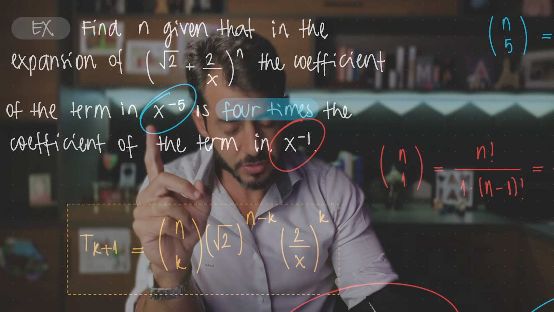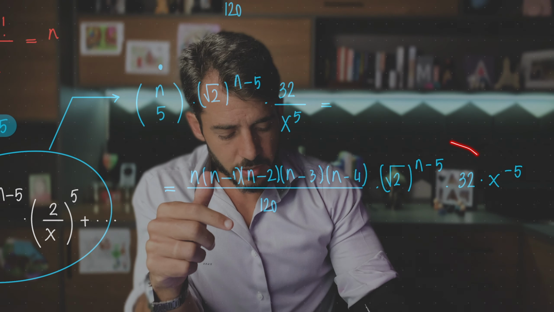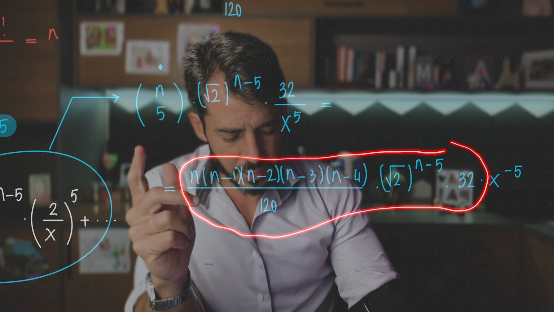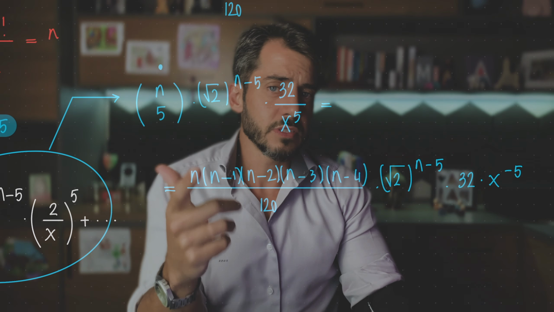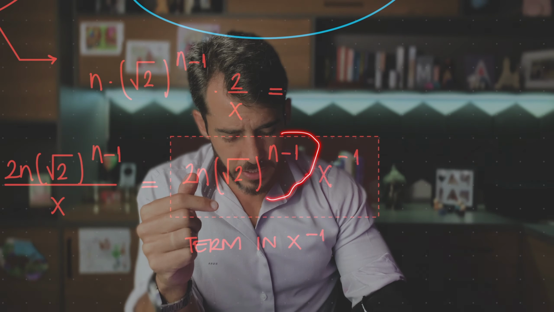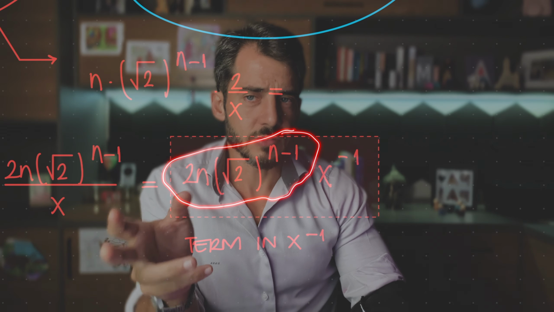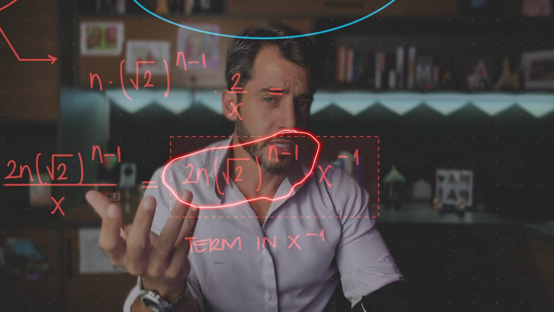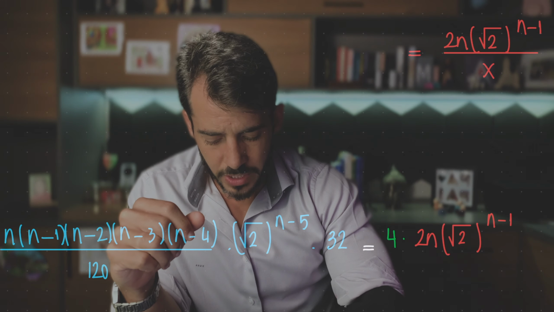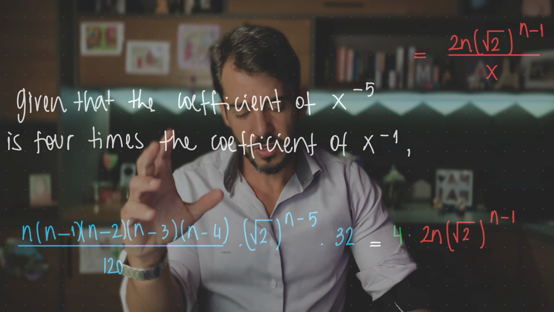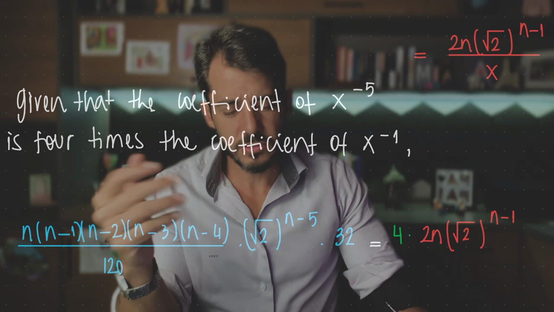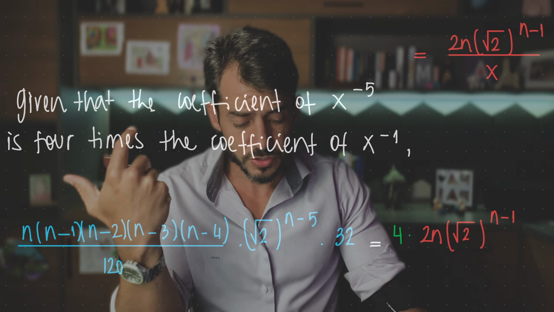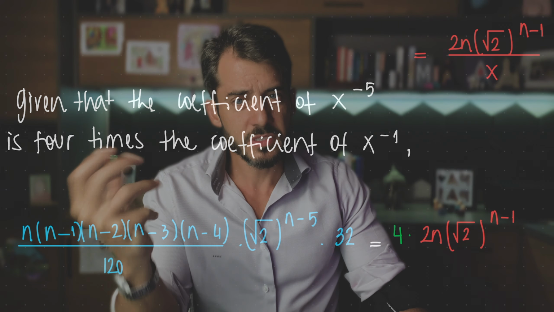Now, the coefficient of the term in x to the negative 5 is all this without the x to the negative 5. And the coefficient of the term in x to the negative 1 is all this without the x to the negative 1. Therefore, we're going to build an equation from that. So this is what we have. Given that the coefficient of x to the negative 5 is 4 times the coefficient of x to the negative 1, we have this equation to solve.